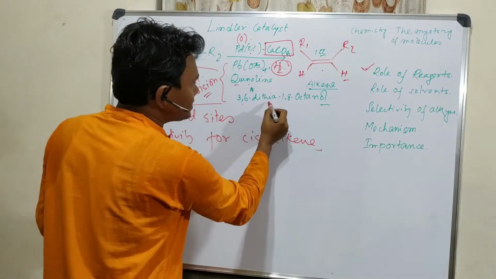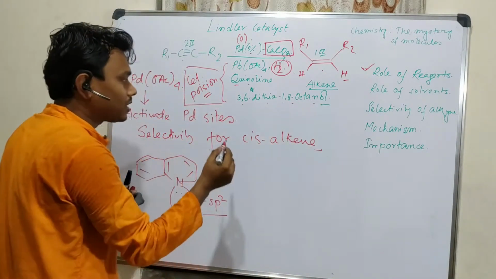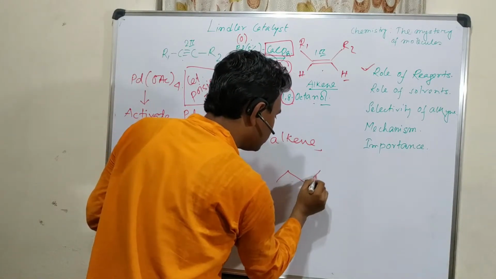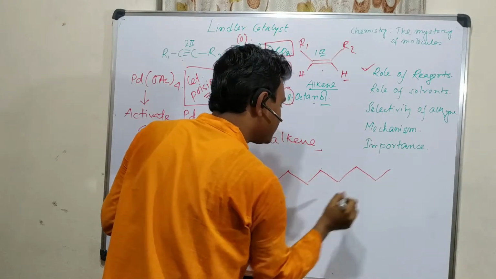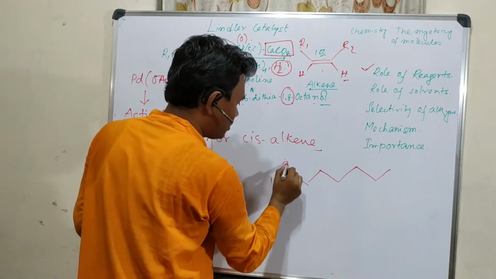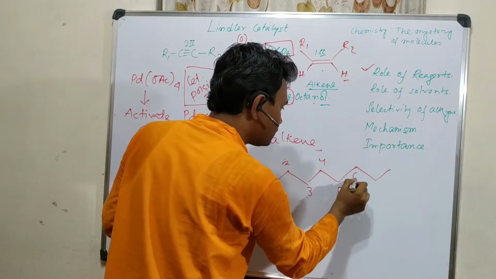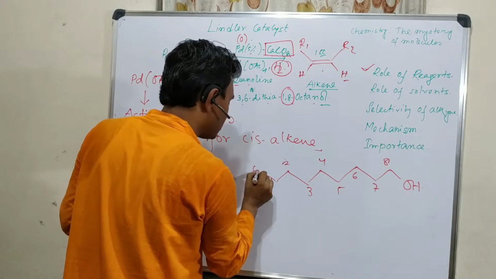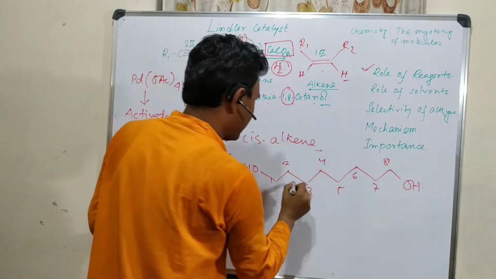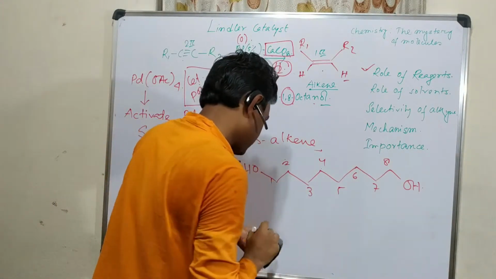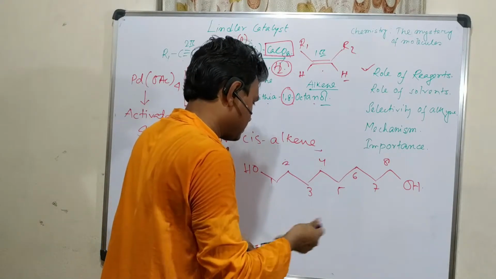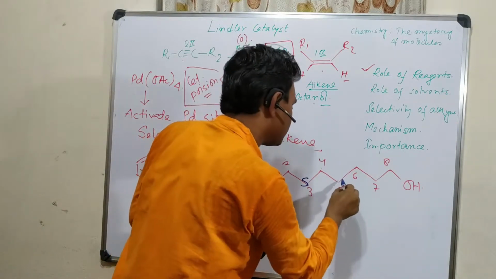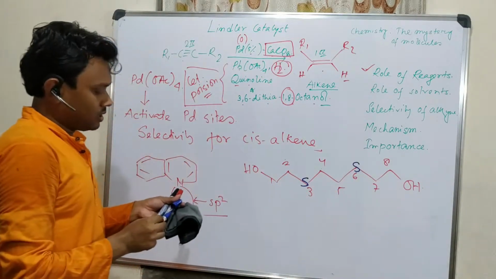And this is 3,6-dithia-1,8-octanol. First let's write this. It is 1,8-octanol. So 2, 4, 6, 8, and 1, 2, 3, 4, 5, 6, 7, 8. So 1,8-octanol means an OH at carbon 1 and carbon 8. Then 3,6-dithia: a sulfur at position 3 and a sulfur at position 6. So this is the reason.